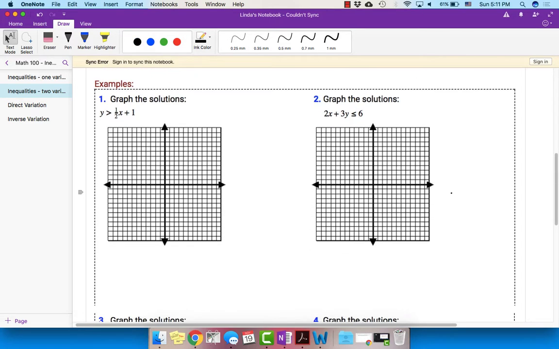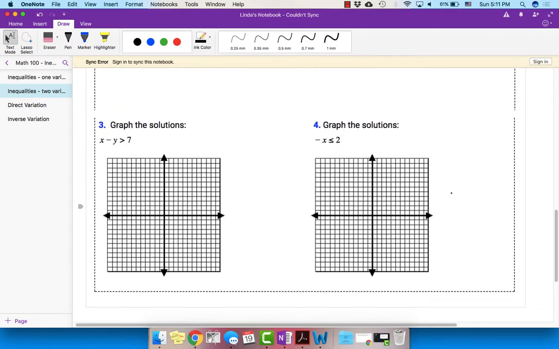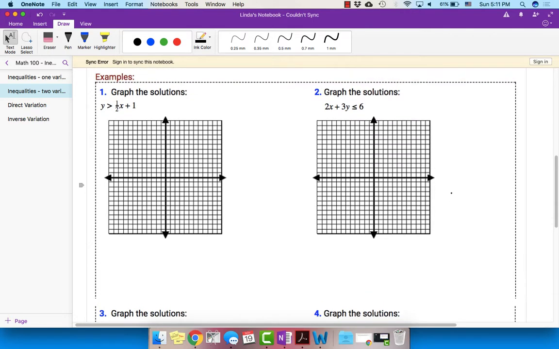So I'm going to look at the two examples, and then again I will have you do the other two examples and then come back to the next video to check the solution. So example number 1. Graph the inequality y is greater than 1/2 x plus 1.